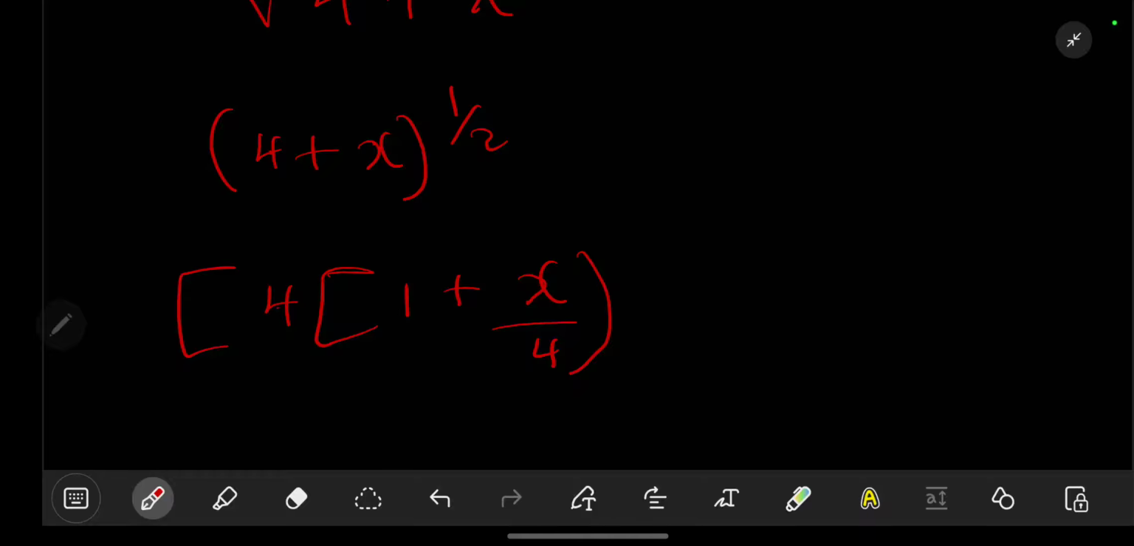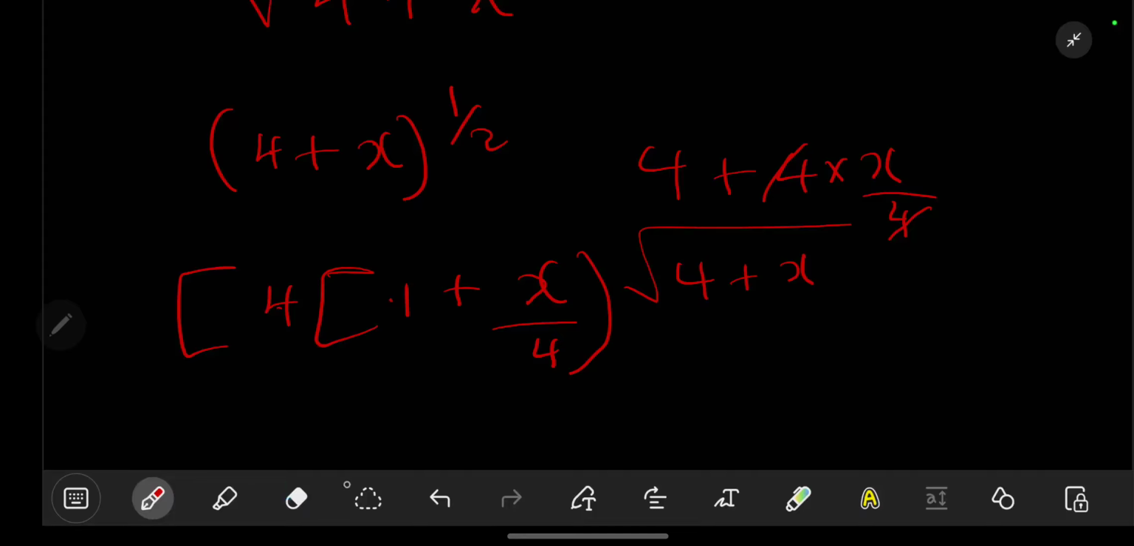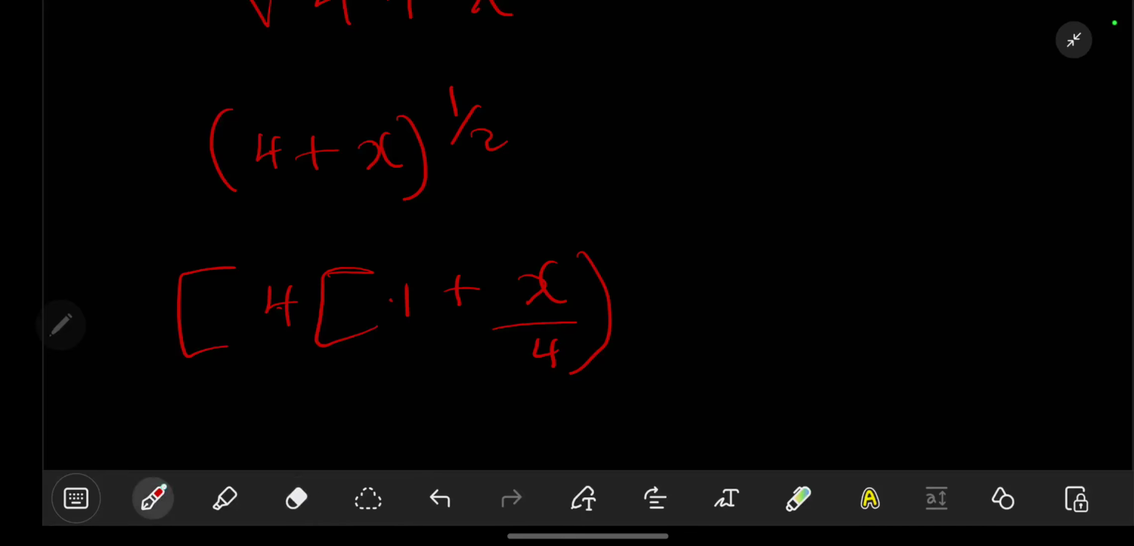Now why do we do this? When you multiply 4 times 1, that's 4. 4 plus 4 times the x over 4, that will cancel and still give you 4 plus x, but still maintain the square root, like that. So that is factorizing in short.